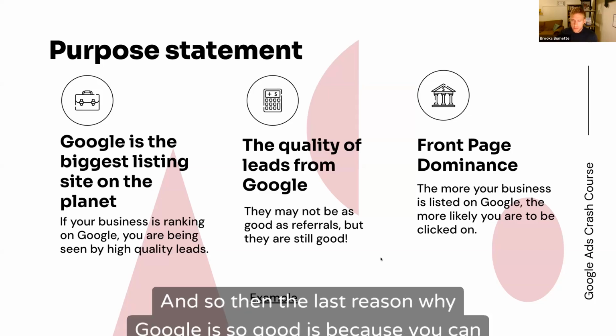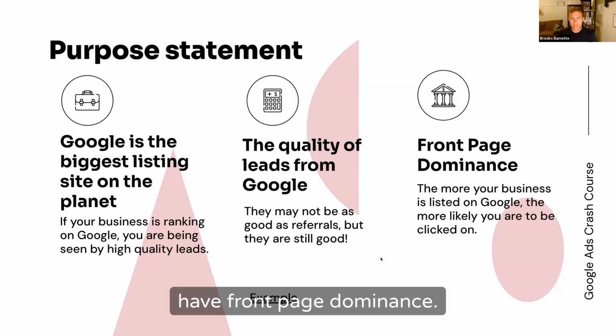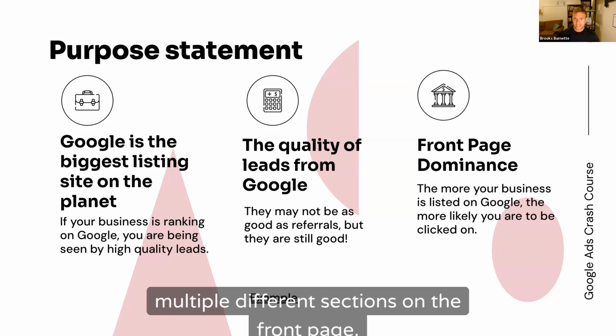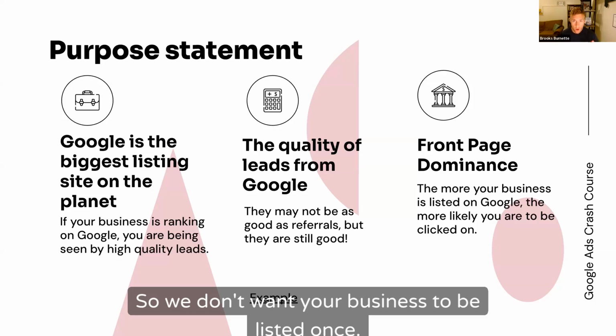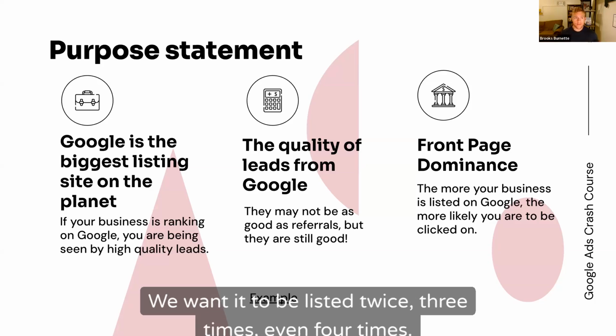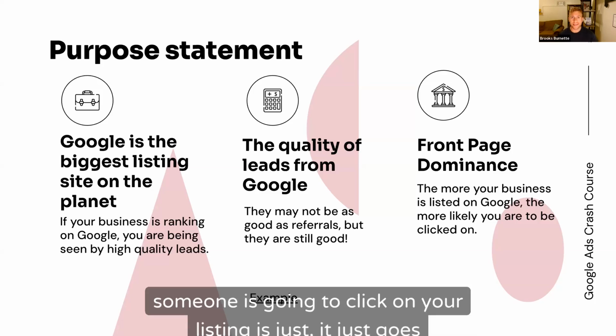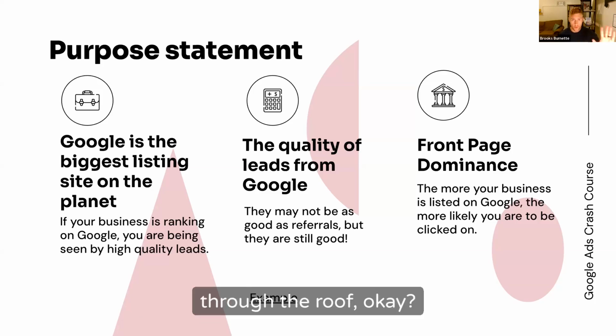The last reason why Google is so good is because you can have front page dominance. Front page dominance is where your business is being seen in multiple different sections on the front page. We don't want your business to be listed once. We want it to be listed twice, 3 times, even 4 times. If your business is on the front page 4 times, the likelihood that someone is going to click on your listing just goes through the roof.